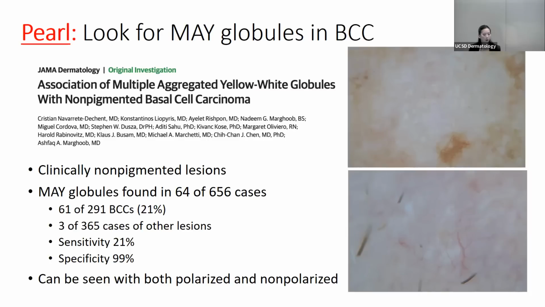So it's not a super sensitive feature to look for, but if you see it, it's pretty specific. And so I don't know how well it's showing up. It's kind of subtle in these photos, but you can see, exactly what the name describes, these yellow-white globules in the center here, and then down here as well. You can see this with both polarized and non-polarized settings.